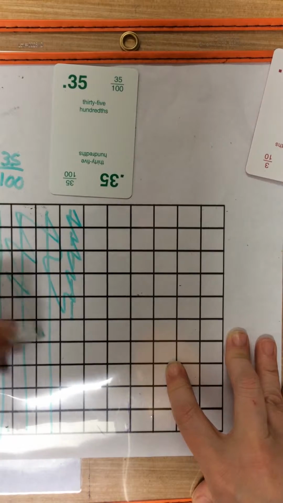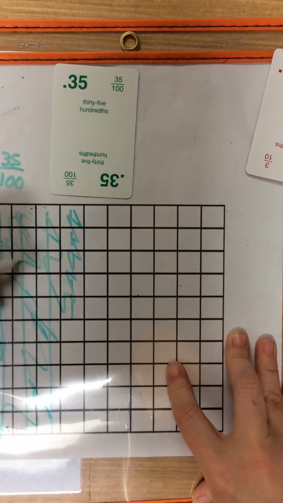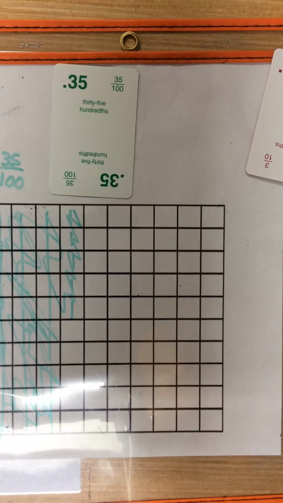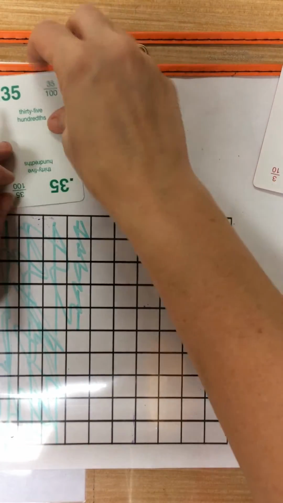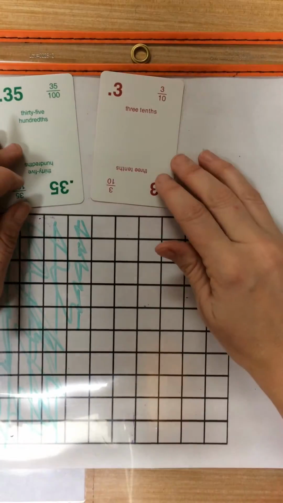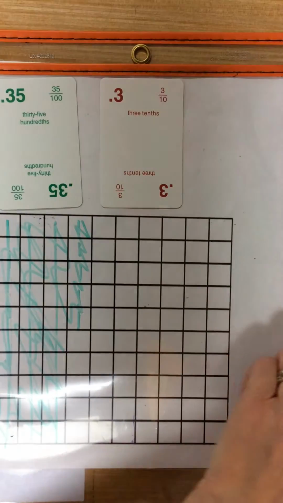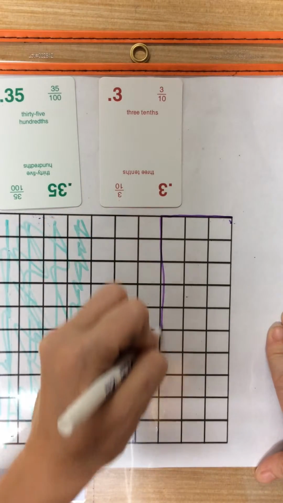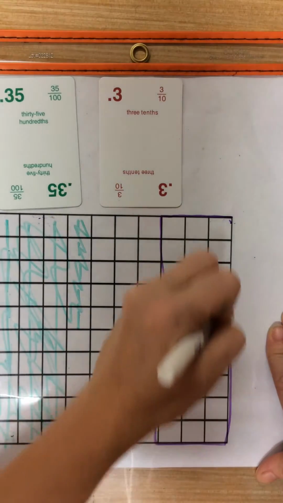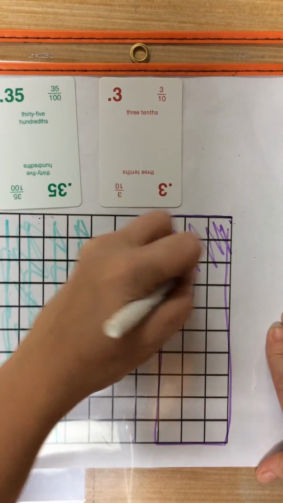If I color them in really good here. Not really good, but kind of colored in. Okay, I have 35 out of 100 colored in, or you can call that 35 hundredths. Now, if I wanted to combine some of these, let's say I wanted to do my 35 hundredths, and then I wanted to do my 3/10. I could do both of them. I could say, well, this one's 35 hundredths, and I'm going to come over here, and I'm going to color in my 3/10.